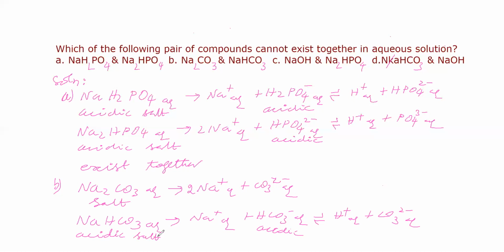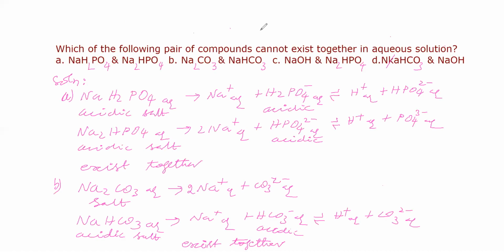Now in option B, sodium carbonate is a normal salt and sodium bicarbonate is an acidic salt. There won't be any chemical reaction here, so they exist together. So option B can exist together. Next we will see option C.